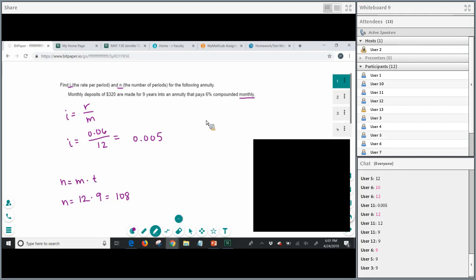Okay, so the rate per period, the interest rate per month in this case, is 0.005 as a decimal, or that would be 0.5 as a percent if the question asked for it that way. And the number of periods in those 9 years is going to be 108. Okay, any questions about that?